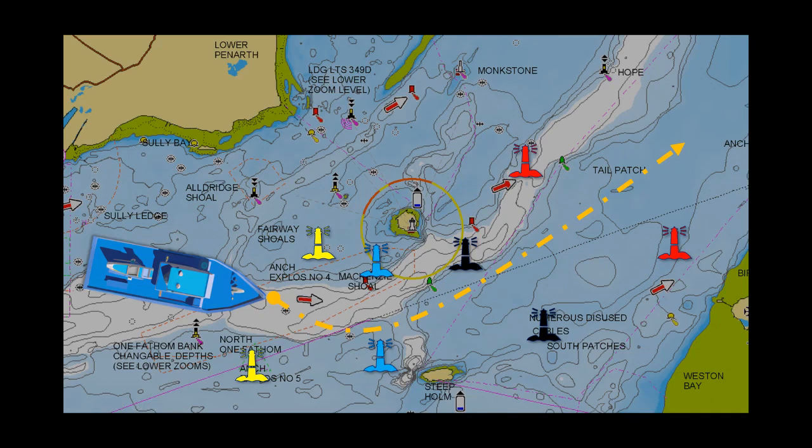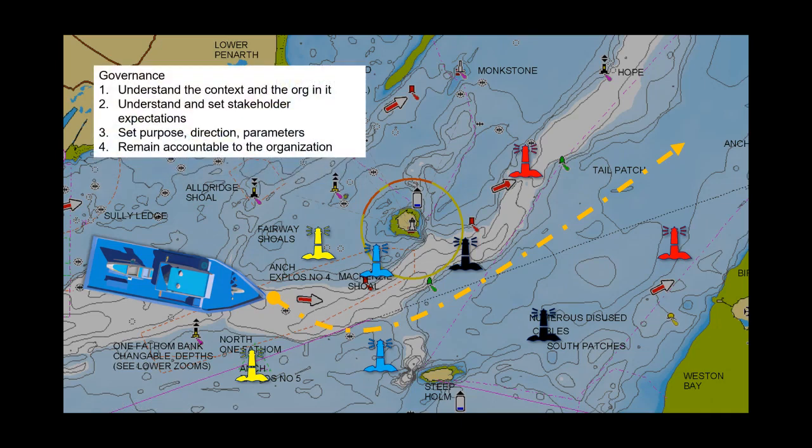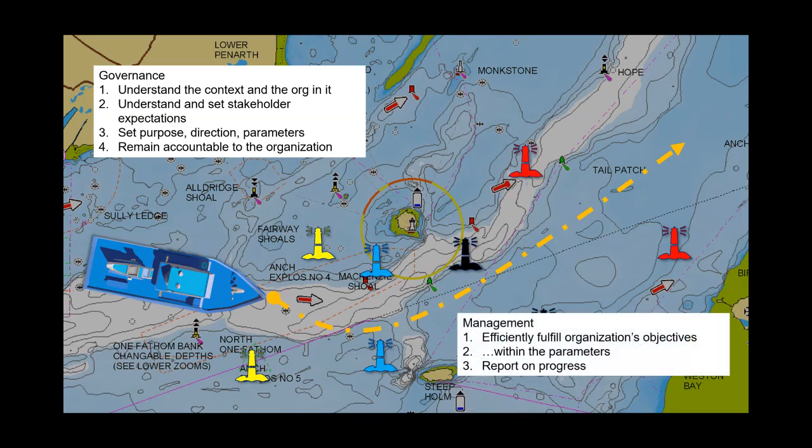So in this way, we have the governance side of the house looking at the organisation and its context, understanding and setting stakeholder expectations, setting purpose, direction, parameters, and remaining accountable to the organisation. Management then is about efficiently fulfilling the organisation's objectives and remaining within those parameters and reporting on progress. The common language here then is policy. Now, policy is really the enumeration, if you like, of the decisions of the organisation, and this occurs at all levels, from the governance level down to operations. And increasingly, we're seeing policies being described and then automatically implemented through systems. So it's very important to get this policy right.